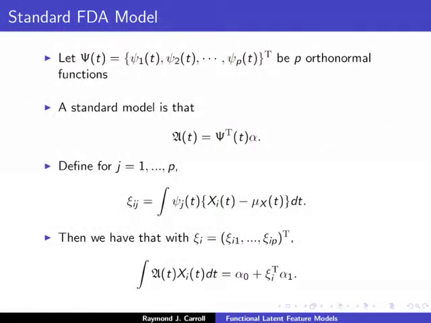A standard model for that functional process is a basis function expansion. And here I've got p basis functions that are orthonormal, and I'll say that the parametric function there is a linear function of the basis functions. And then if I do that and I define these xi's here, I've got a nice, simple framework.